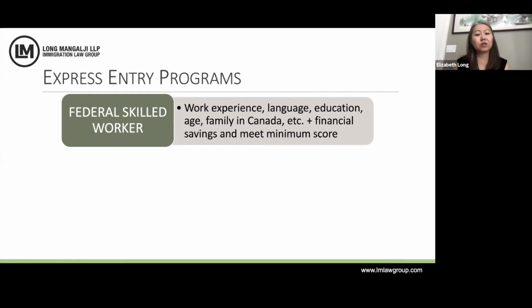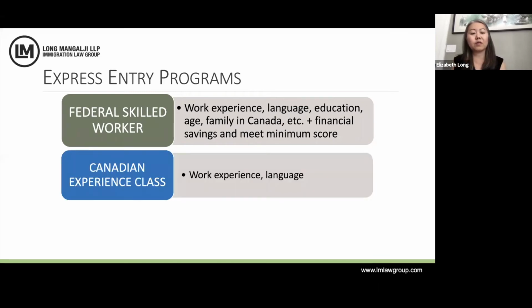This is the Federal Skilled Worker Program. This is very different from the second program that you could qualify for, which is the Canadian Experience Class. To qualify for the Canadian Experience Class, you need to have at least 1 year of high-skilled, full-time work experience that is gained in Canada while you are an employee, when you are not a full-time student.